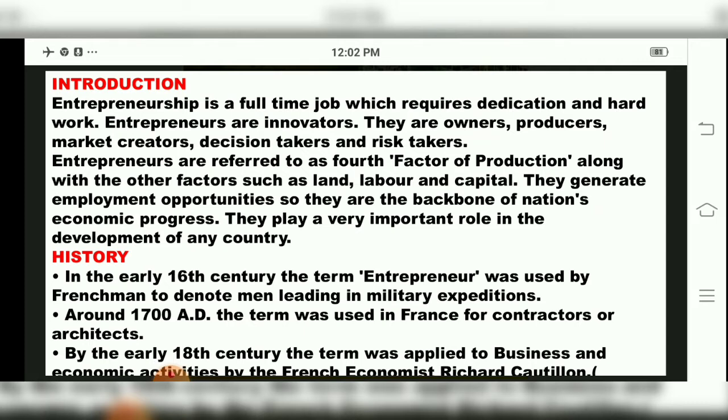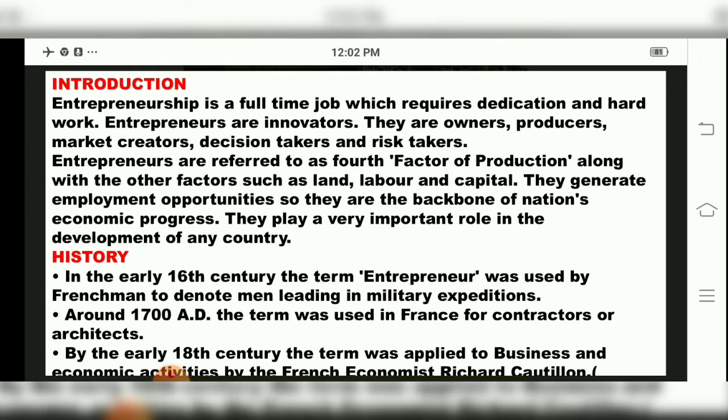So an entrepreneur here is a decision maker, a hard-working person, an innovator, a risk taker. And the entrepreneur, children, comes in the 4 factors of production. See, there are 4 factors of production: land, labor, capital, and the 4th one is entrepreneur. Entrepreneurs generate employment opportunities, so they are the backbone of the nation's economic progress. An entrepreneur gives a major contribution to building up the nation's economic growth, children. It is a contributor for the economic progress of a country. So an entrepreneur plays an important role in the development of any country.